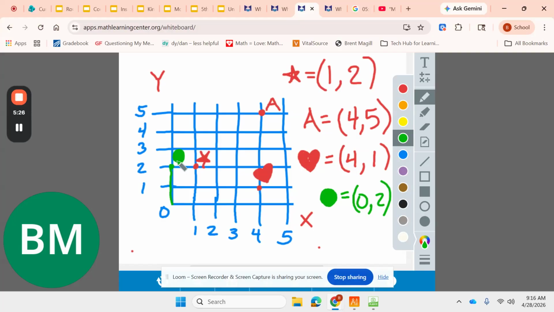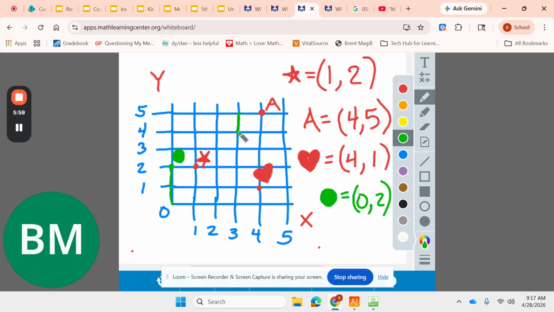What's the difference between them in distance? So we count distance using the units. Each one of these lines here on the coordinate grid is 1 unit in length. All right. So for the A and the heart, since they are vertically oriented, they're straight up and down, all you would have to do is subtract the y-axis. Okay. You would take 5 and subtract 1.